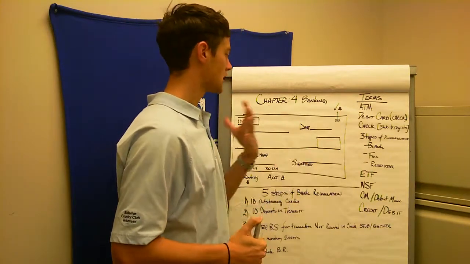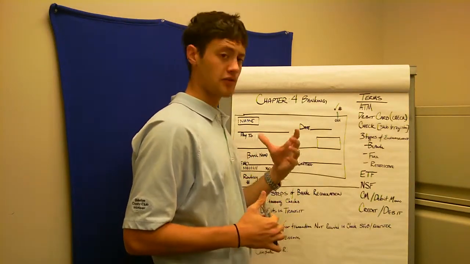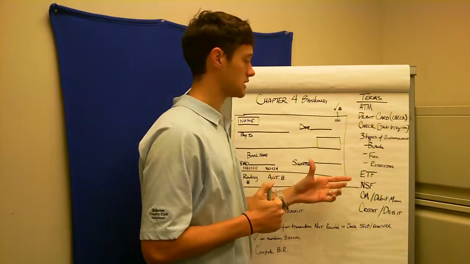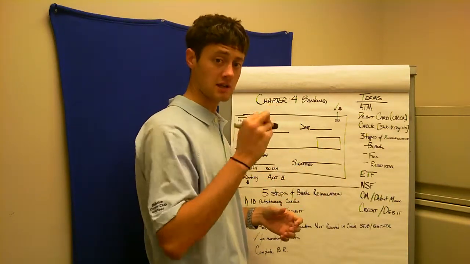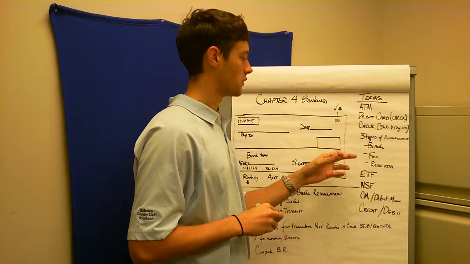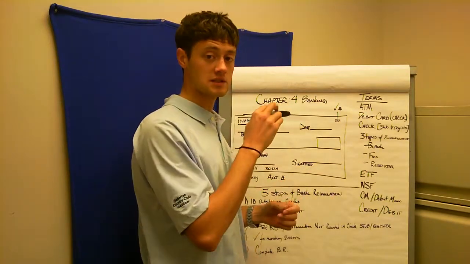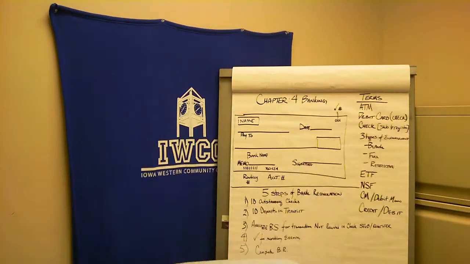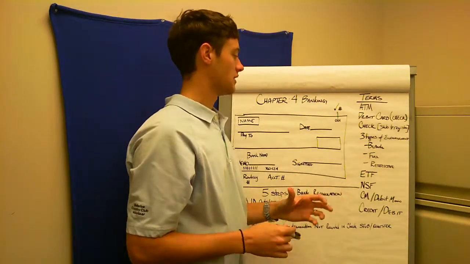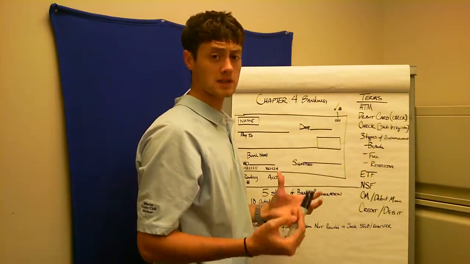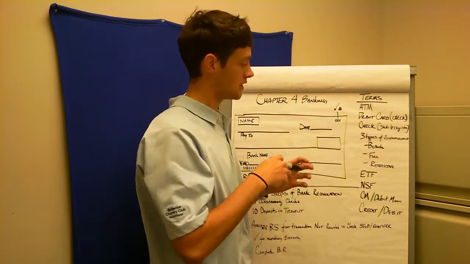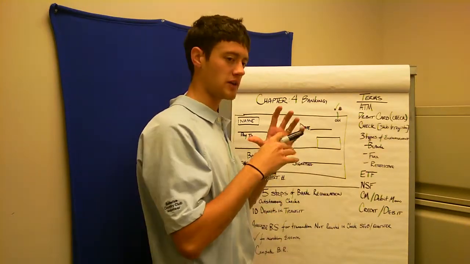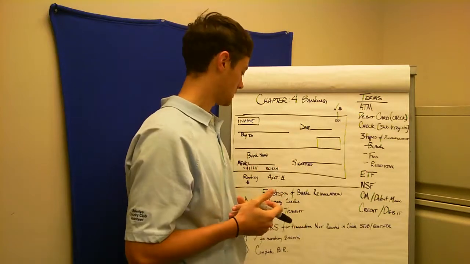Now, if this check was written to me, I could have three types of endorsements. The blank, which is I can just sign my name at the end. Or if it's full, I sign my name or the company's name, and then the account number. And then restrictive is for deposit only, so you put, you know, Will Overly, account number this, for deposit only.